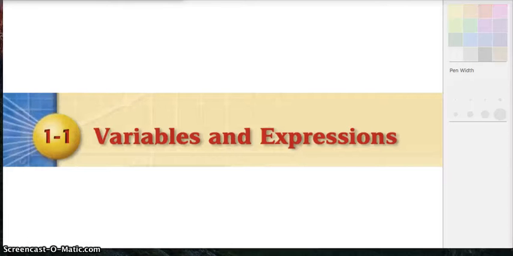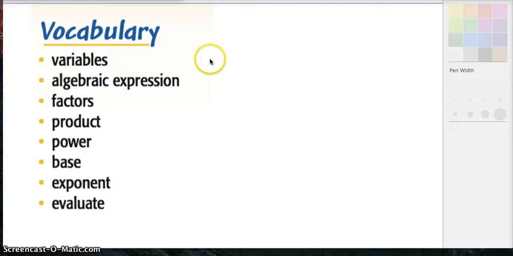Hi friends, we are in Algebra 1 looking at section 1-1, variables and expressions. The first thing we need to talk about with every chapter is any new vocabulary, and so even though some of this information might not be so new to you, I'm going to make sure that you're at least somewhat comfortable or familiar with these terms as we move through this chapter and specifically this section.